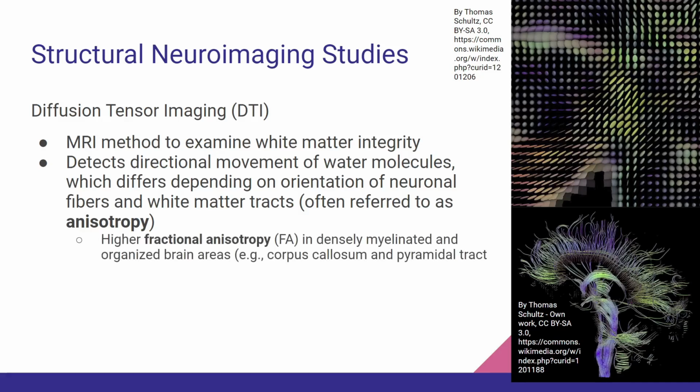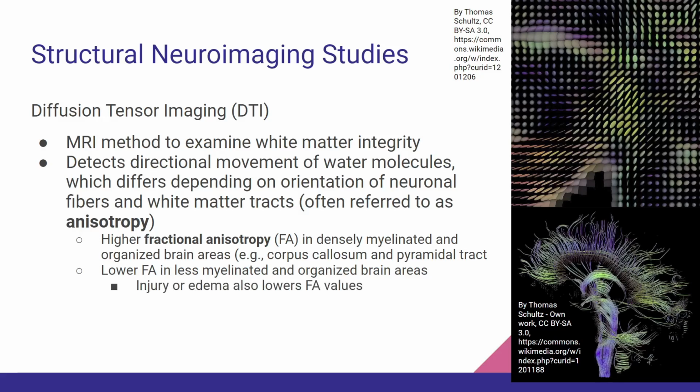So what's found is a higher fractional anisotropy in densely myelinated and organized brain areas, so things like the corpus callosum or pyramidal tracts, which essentially just means that the diffusion of water tends to move along those tracts. You'll find lower fractional anisotropy in less myelinated and organized brain areas. Injury and edema can also lower fractional anisotropy values.